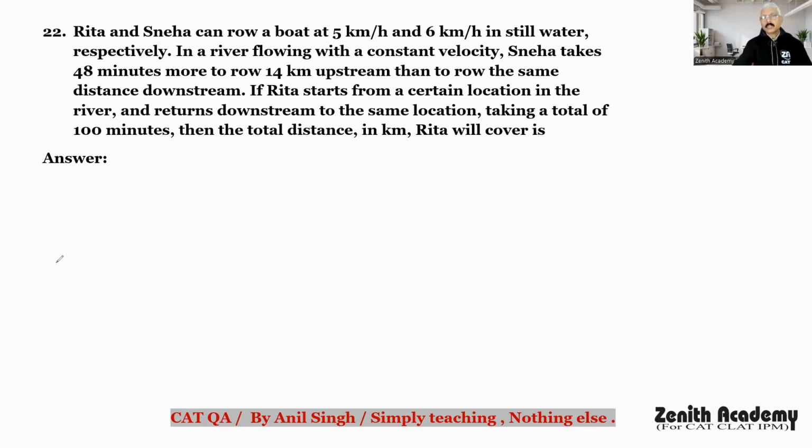Now the next question. Rita and Sneha can row a boat at 5 km per hour and 6 km per hour in still water, respectively, in a river flowing with a constant velocity. Sneha takes 48 minutes more to row 14 km upstream than to row the same distance downstream. If Rita starts from a certain location in the river and returns downstream to the same location, taking a total of 100 minutes, then what is the total distance in kilometers Rita will cover?